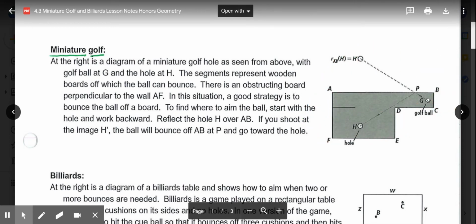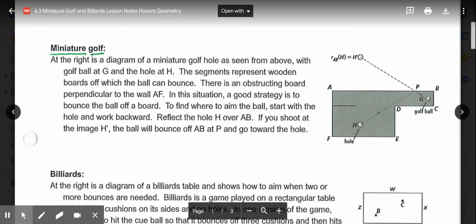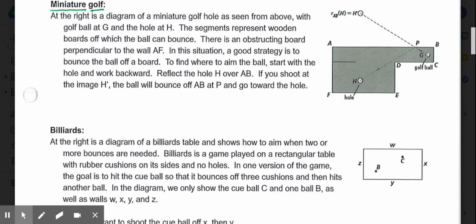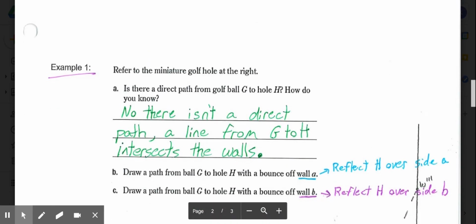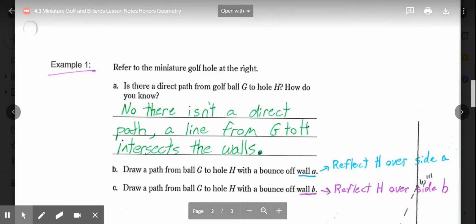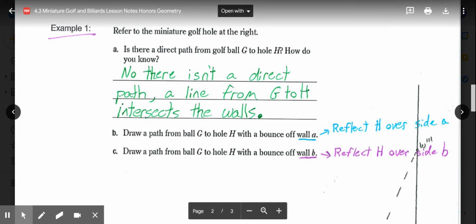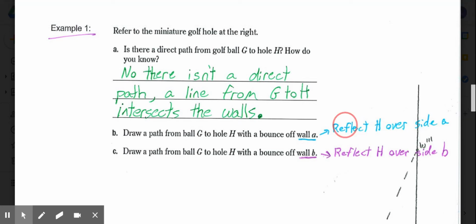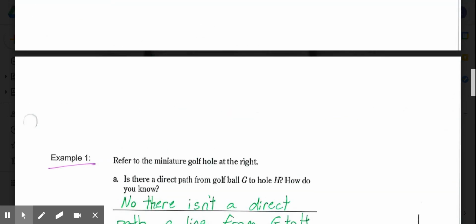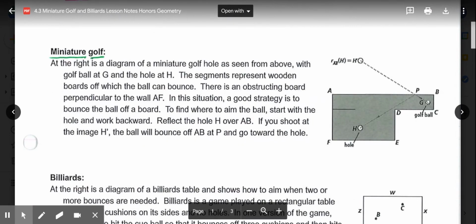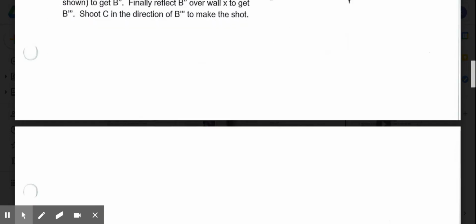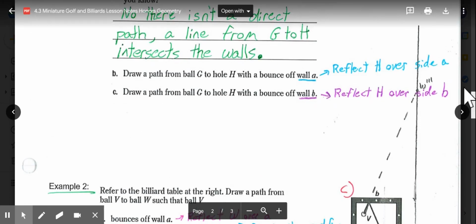So is there a direct path from G to hole H? Is there a straight line we could draw just to hit one into the other without an obstacle? No, there isn't a direct path. A line from G to H would intersect a wall. Then they want us to draw the path from G to the hole with a bounce off of wall B. So I'm going to show you how to do this bouncing off of walls A and B. So I'll walk you through one of these.